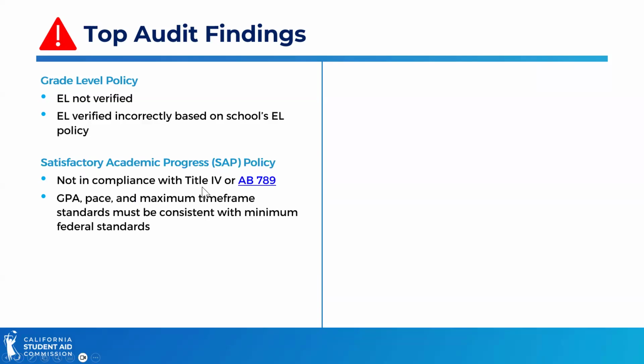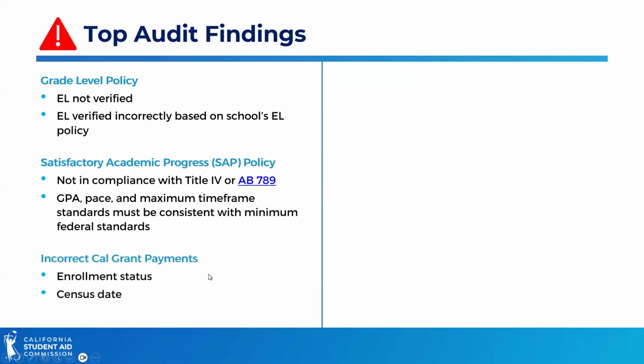SAP policy, either not being in compliance with the Title IV or AB 789, which set Cal Grant processes at the federal minimums around GPA, PACE, maximum time frame, et cetera. Those have to be consistent with the federal minimum standards. In years past, schools could have set more stringent policy than what the feds recommended or what the feds policies were. And so now we've level set to meet the federal minimum standards.